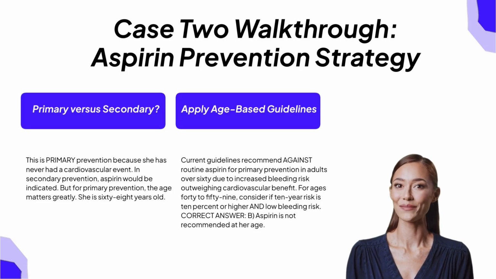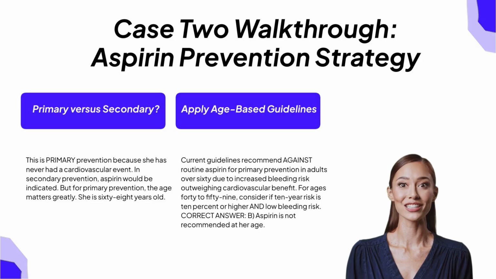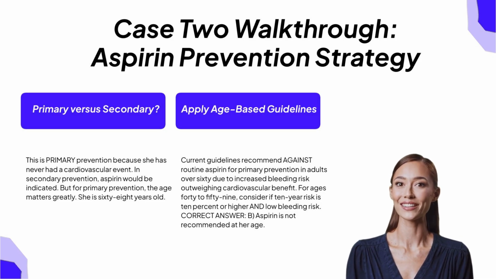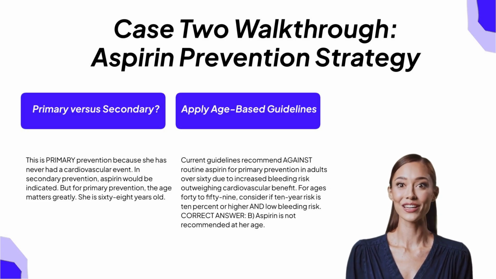Current guidelines recommend against routine aspirin for primary prevention in adults over 60. Why? Because the bleeding risk outweighs the cardiovascular benefit at this age. For patients 40 to 59, aspirin might be considered if their 10-year risk is 10% or higher and they have low bleeding risk. But at 68, even with elevated risk, aspirin is not recommended. The correct answer is B.